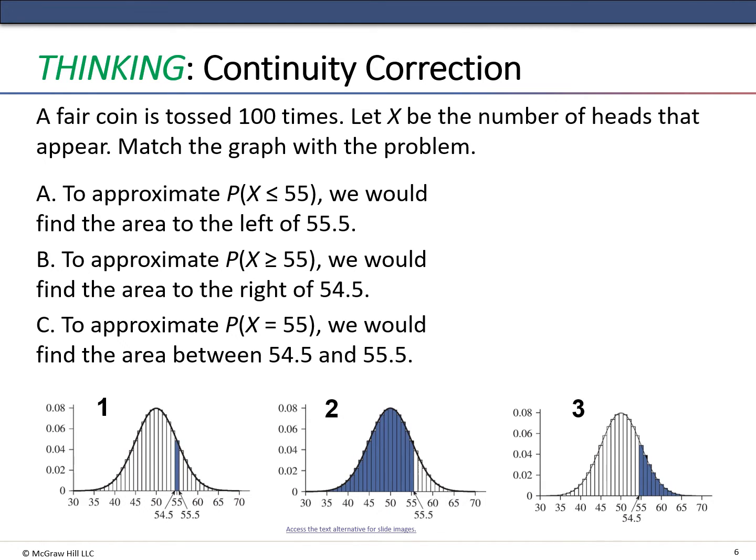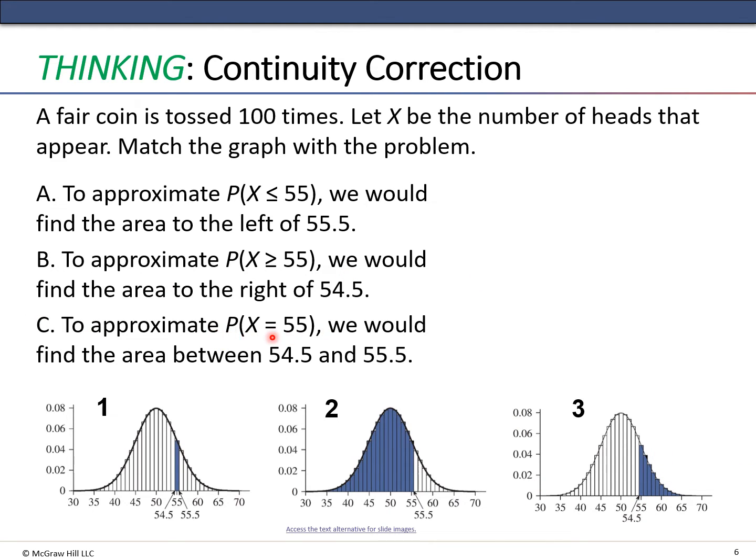To approximate the probability that the number of successes is less than or equal to 55, we would find the area to the left of 55.5. I mean, these are pretty straightforward. You can see that the only one with the area to the left of 55.5 is number 2. Greater than 55.5 would be number 3. You can see that area there. And if we did this, we would find the z-score here, which would give us the area to the left, and then we would subtract it from 1.